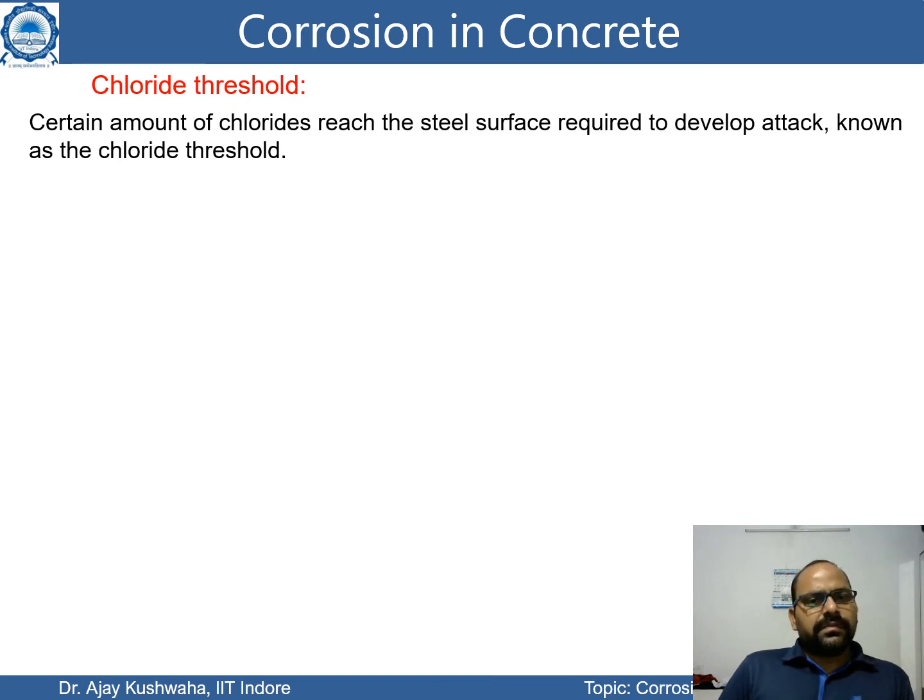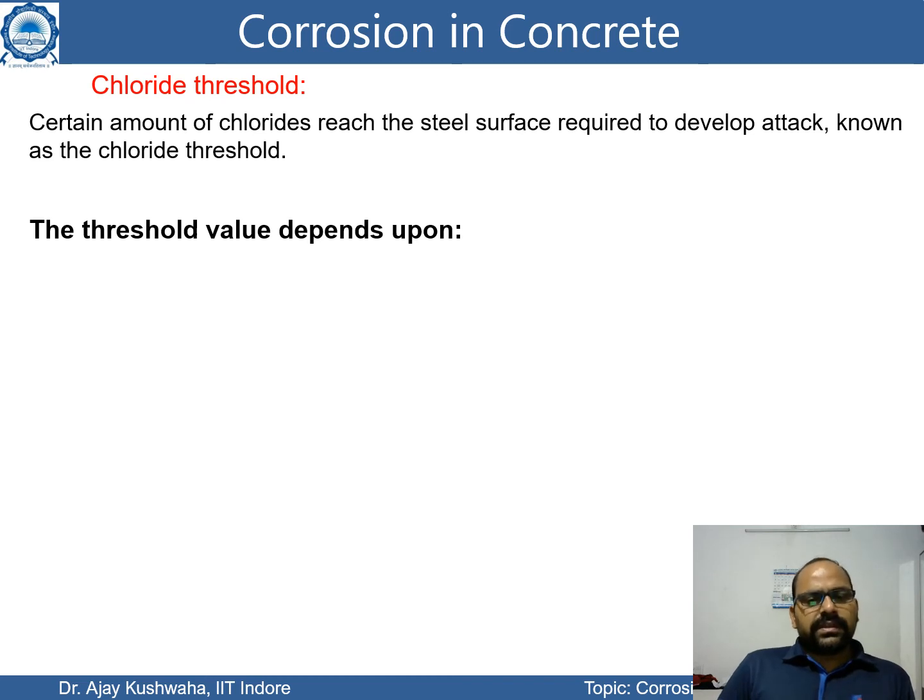So see how much chlorine is required to initiate this kind of reaction. We can say a certain amount of chloride reaching the steel surface is required to develop attack, known as the chloride threshold. So that is not certain. It depends upon the structure, what kind of steel structure is there, as well as what kind of humidity level and other conditions the atmosphere has. Based on that, we can say what is the minimum amount of chlorine required to initiate the chloride attack.